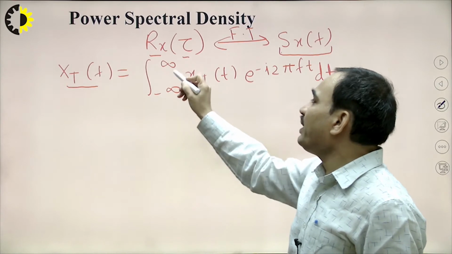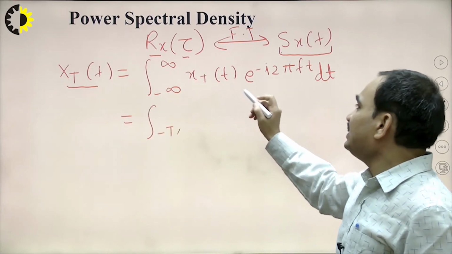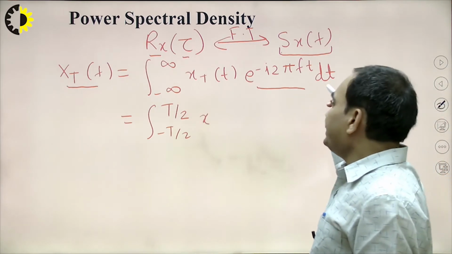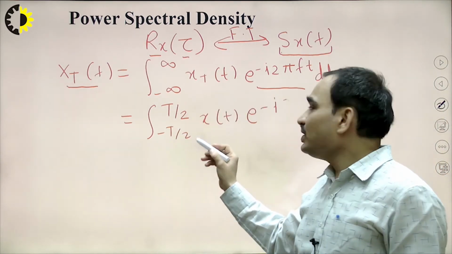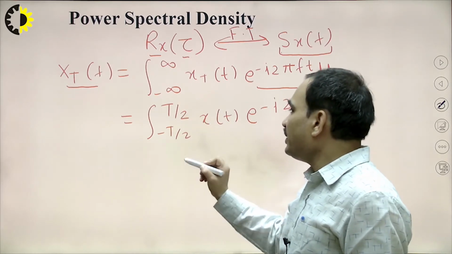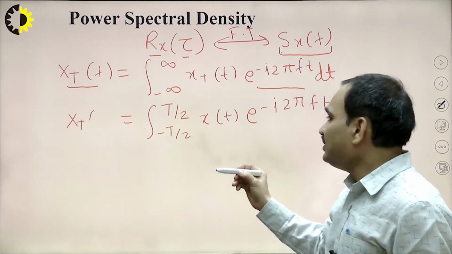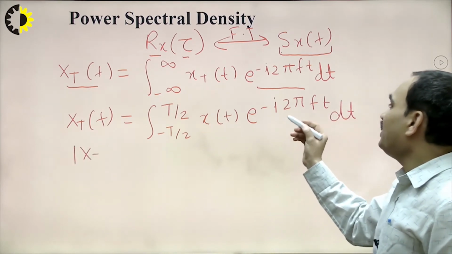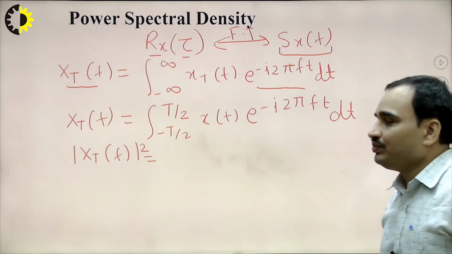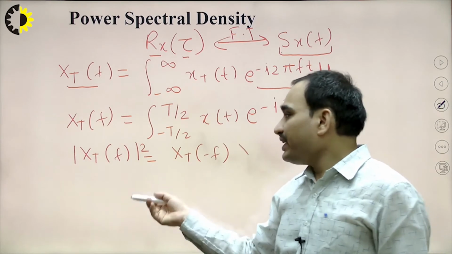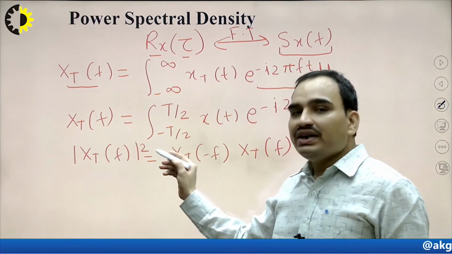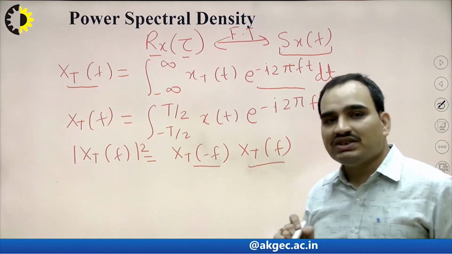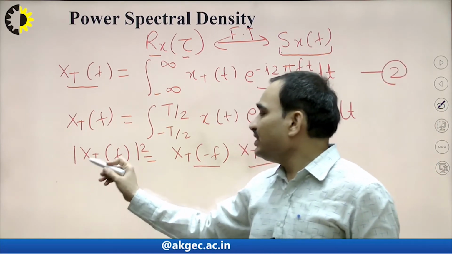This is nothing but the Fourier transform of the signal x(t), that is the integration from minus infinity to plus infinity of x(t) e raised to power minus j omega t dt, where omega equals 2 pi f. Our bit is from minus T by 2 to plus T by 2, the interval of our signal x(t). So X_T(f) is given by the integration from minus T by 2 to plus T by 2 of x(t) e raised to power minus j 2 pi f t dt. If we take the magnitude square, it equals X_T(minus f) multiplied with X_T(plus f). This is how we find the magnitude in the Fourier domain.